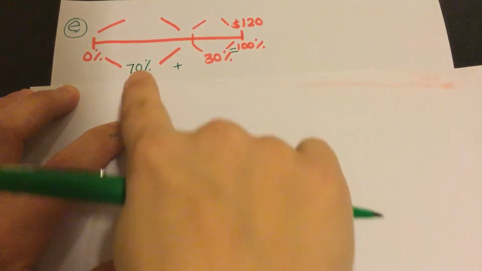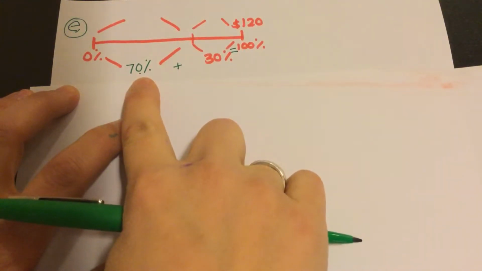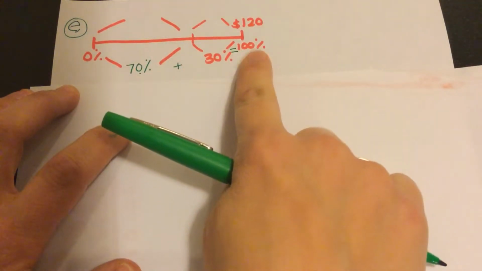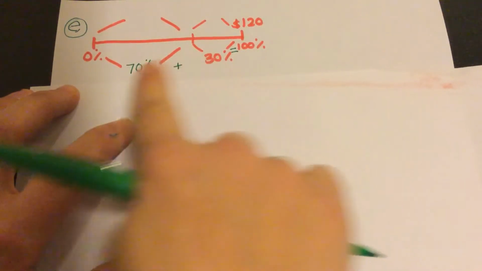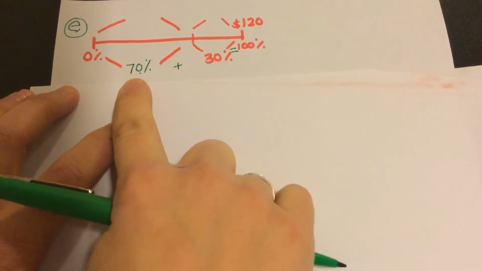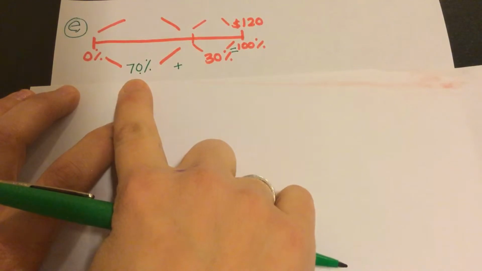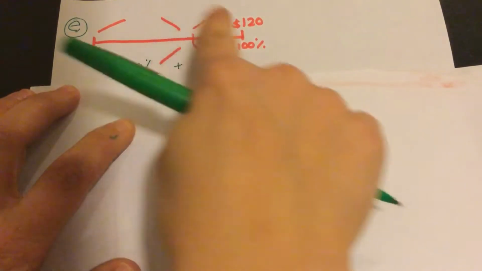I started out by solving for the missing percent, which was 70%. I knew that something plus 30 gave me 100, and 100 minus 30 gave me 70%. I used inverse operations to help me solve. Now I need to find out how much the missing dollar amounts were.